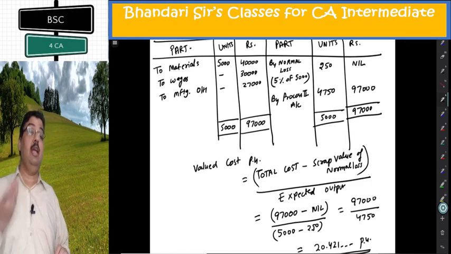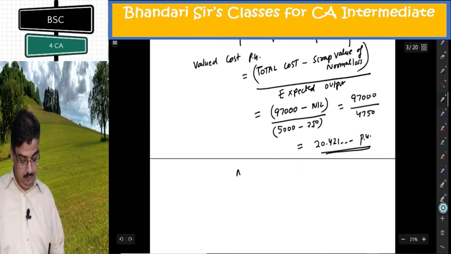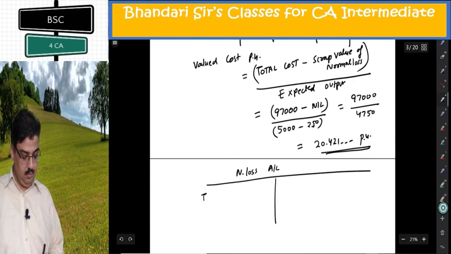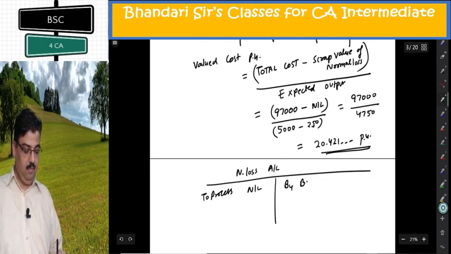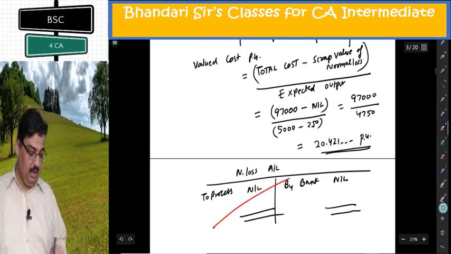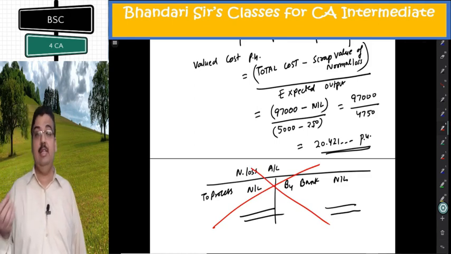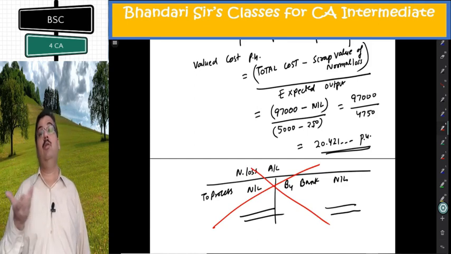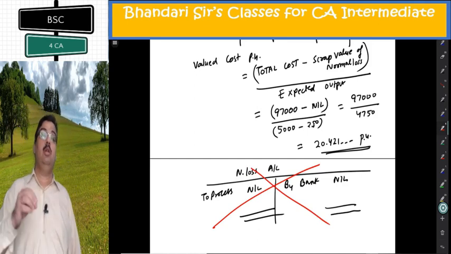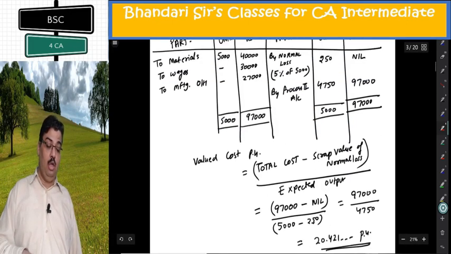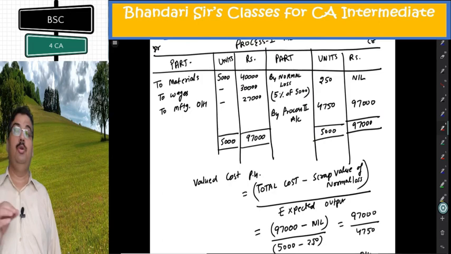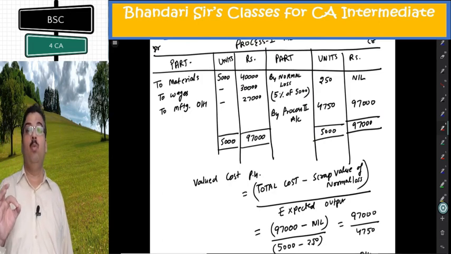If the question says make a normal loss account, very simple. To process nil, by bank nil. Now, does a nil account make any sense in making? No. So there is no normal loss account because it is not having any scrap value. Unless there is scrap value, a normal loss account cannot be created. The value of normal loss scrap is nil. At valued cost, we value the units transferred to the next process. This was example number 1.